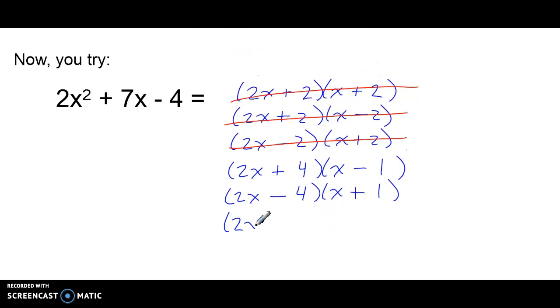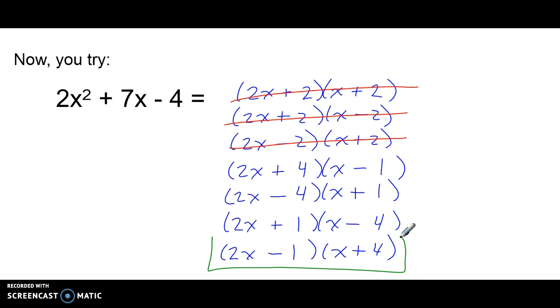So what else is there? Well, 1 and 4. It's the same pair of numbers, but in the other order. That matters. And again, there's adding and subtracting. One of these has to be positive. One of these has to be negative. But which one is positive and which one is negative, you can try both ways. And then finally down here, my last guess ended up checking.